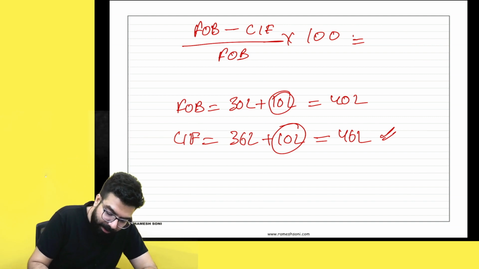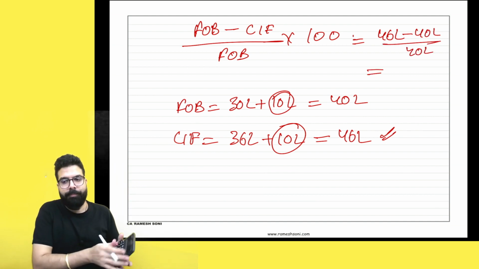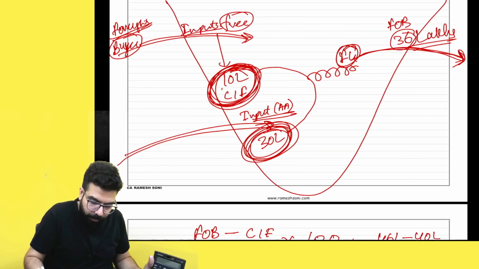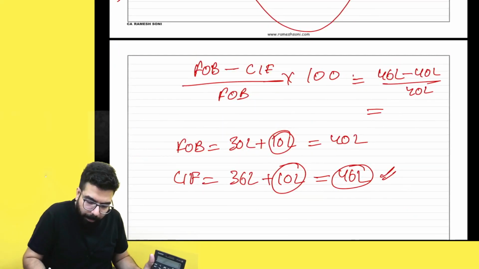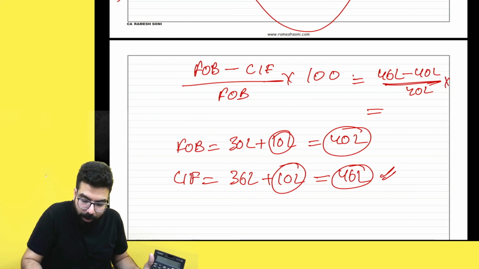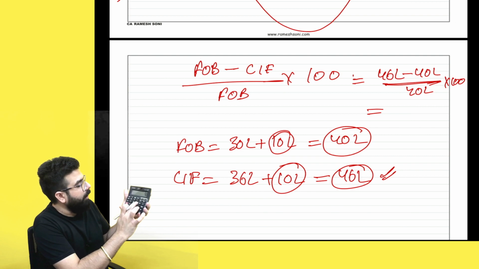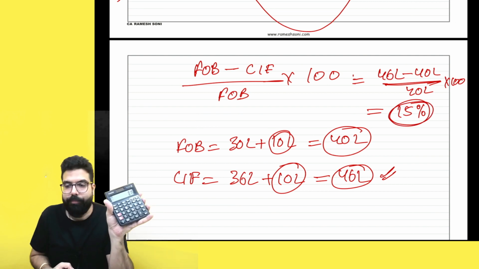Here CIF value is 46 lakh. 46 lakh minus 40 lakh divided by 40 lakh, into 100. 46 minus 40 divided by 40 will give you 15%. That is the value addition. Simple.